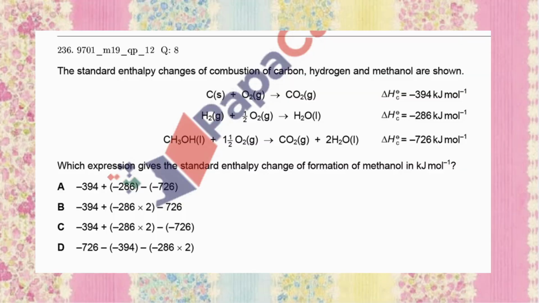Annyeonghaseyo guys, so we continue to the next question. The next question is asking about the enthalpy change of formation of ethanol. As we know, this one is ethanol. So what we should do first is make it times two. Why do we times it by two? Because right here we need two of water, so we should times it. So it will be the same, and we can tick it like that.